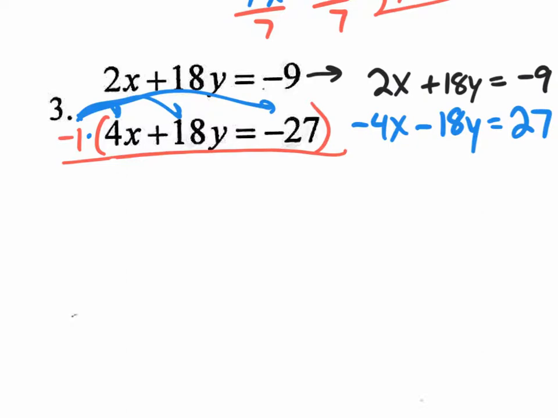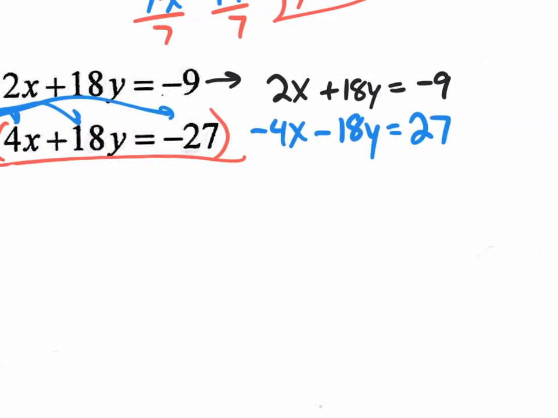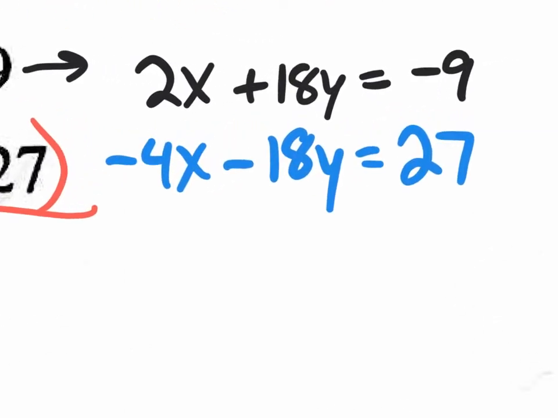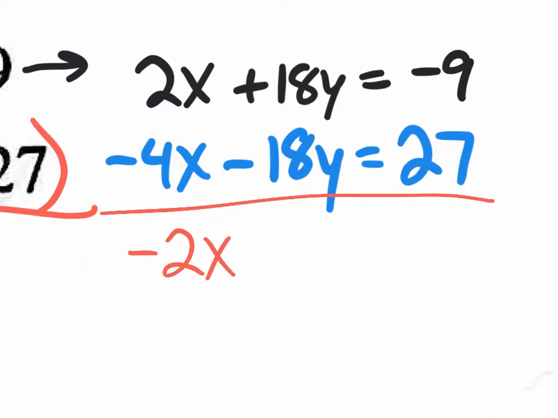And if we take a look at that system right there, this new modified system, now it's ready to rock, right? Now we're able to combine the lines and the y's eliminate. Okay, so I combine the lines. What's 2 with the -4? That's a -2. And of course, we're talking about x's. The positive 18y and the negative 18y eliminate. The equal sign comes down. And -9 plus 27, that's positive 18.